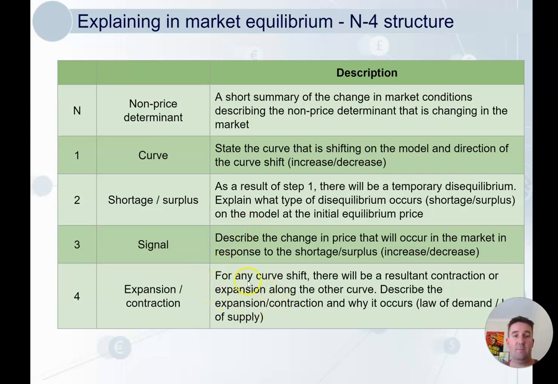And in this part, we are explaining what happens to the quantity actually sold. So there will be a contraction or expansion along the other curve, the curve that doesn't shift. So describe that expansion or contraction and why it occurs. So law of demand or law of supply. We'll go through this in depth in class. So get this down. I'll show you the worked example of it.